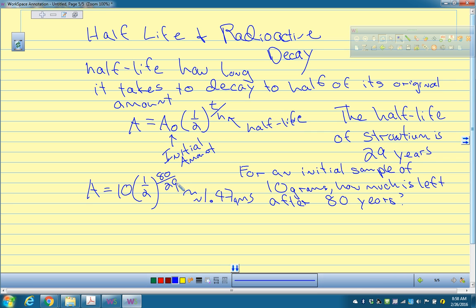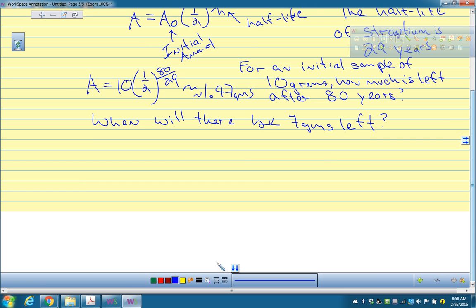So that's how you do that kind of problem. What if they said, I'm just making this one up, when will there be 7 grams left? How would you do that? You don't just plug in 7. You plug in 7 for A. So you have to go 7 equals 10 times, that is an A, yeah. So you'd have to do something like this.